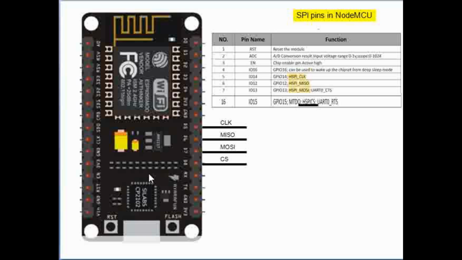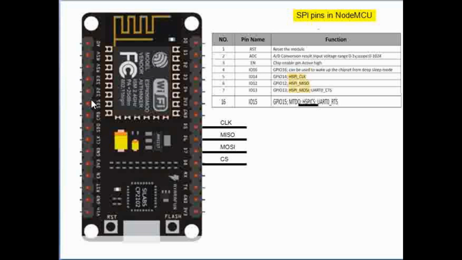NodeMCU has SPI interfaces. One is the one which you see here, which has four signals on D5, D6, D7, and D8, the complete SPI interface. And then there is another SPI interface, which is a quad SPI interface, where it is extended on this side. You can see SD0, CMD, SD1, SD2, SD3, and clock.